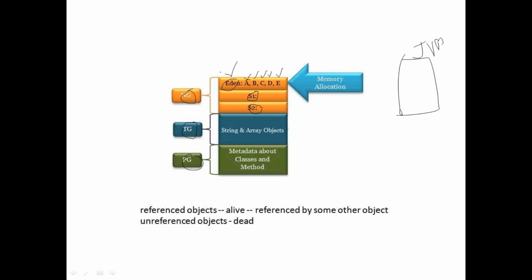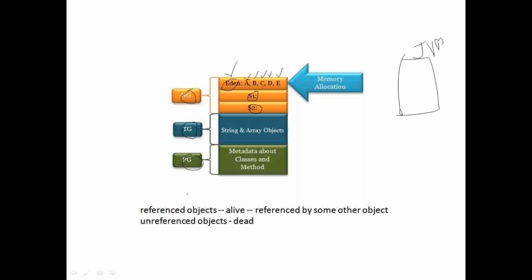What do we call it? Eden space. Okay. Now these objects are created. A piece of memory in the heap memory is allocated to these objects, not randomly like this. It is created in the Eden space of the young generation. Now let's see what happens.